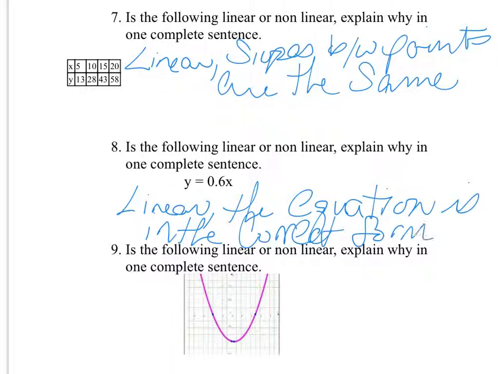Sorry guys, it's really hard to write on this. But the equation is in the correct format. It's y equals mx plus b. You may notice that there is no b value. Typically that's 0. If we don't write it, we assume it to be 0.